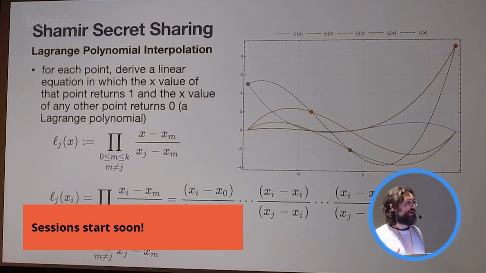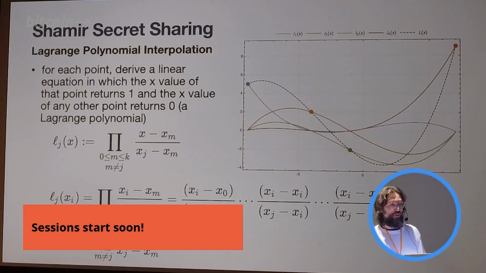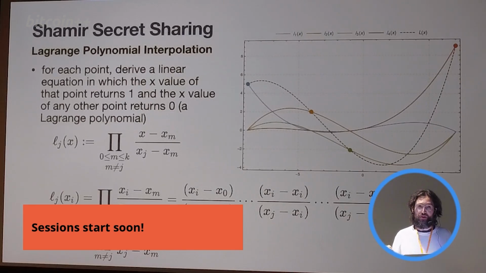Let's say we have 3 points and we want to get to the parabola equation that is uniquely defined by the 3 points. We need to do something called Lagrangian interpolation. What we're going to do is, for every single point, create a Lagrange polynomial.